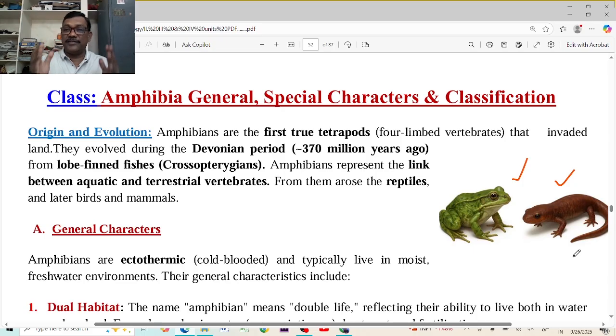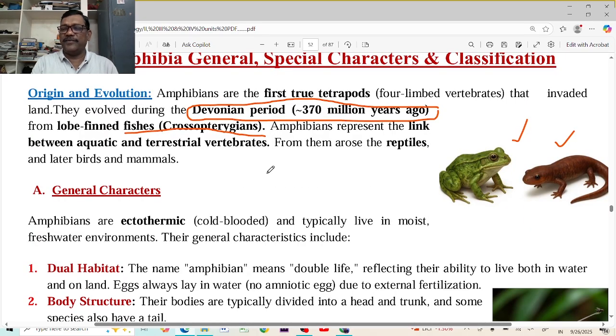Most of the crossopterygian fishes were extinct, but only one fish, the Latimeria coelacanth, a lobed fin fish, is identified. From those lobed fin fishes, these amphibians were evolved during the Devonian period, approximately 370 million years ago. The amphibians came to the earth. The Latimeria fish or the lobed fin fish are the linking animals in between the fishes and the amphibians.